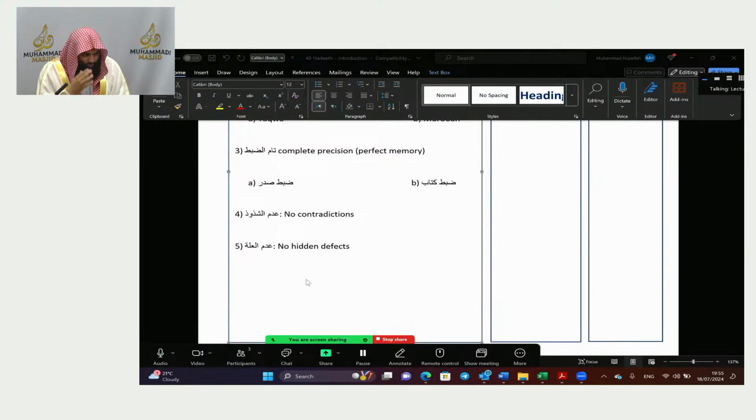What does that mean? Basically, you have a narrator. Now this narrator is trustworthy. We're not saying he's a weak narrator. He's a trustworthy narrator, perfect memory, all of that. But he's narrated something and he's contradicted those who are more trustworthy than him. If that is the case, the one who's contradicting, his hadith would be considered shadh, and it will not be accepted.